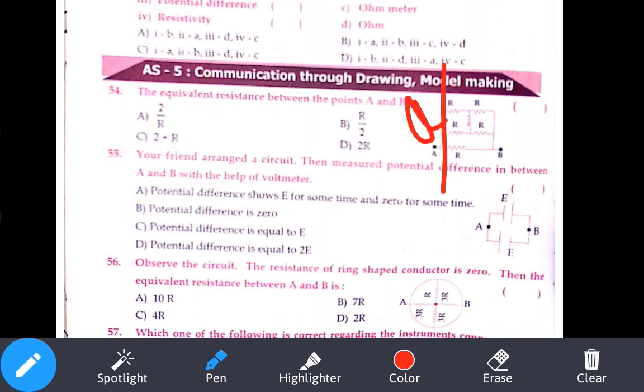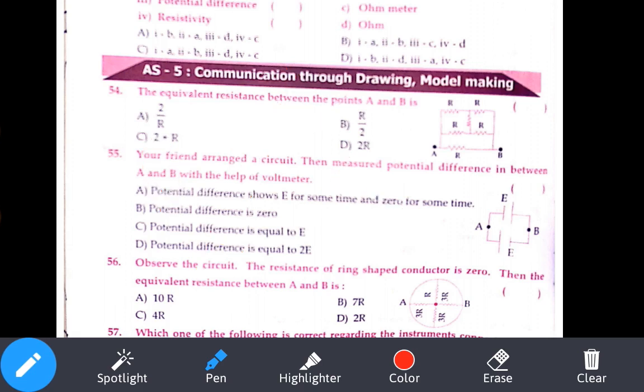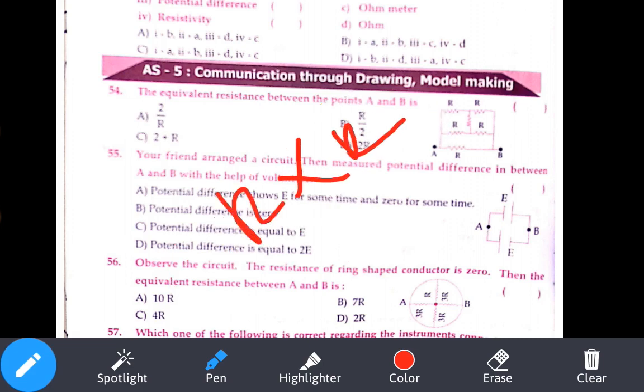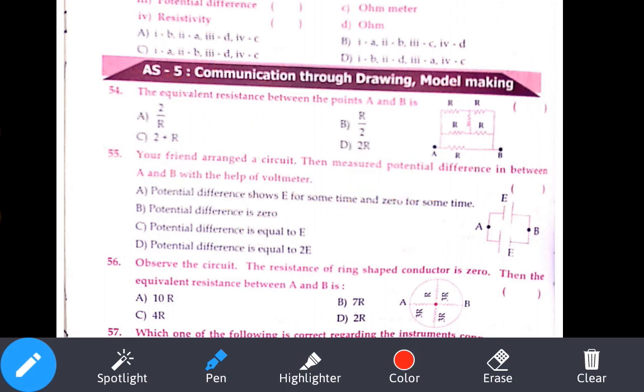On the left side R by 2, right side also R by 2. Both are in series after that, so R by 2 plus R by 2 is nothing but R. So here the resultant R and our R at the junction A are in parallel. So R into R by R plus R. What you'll get? R square by 2R, so R by 2. Our answer is R by 2, option number B.